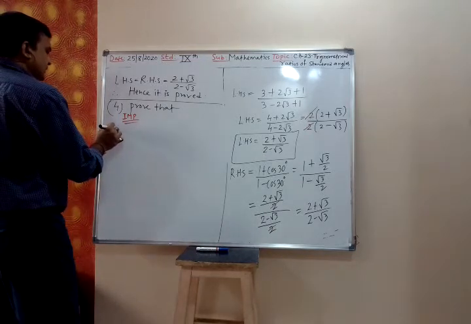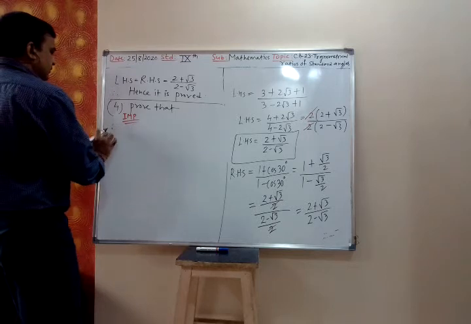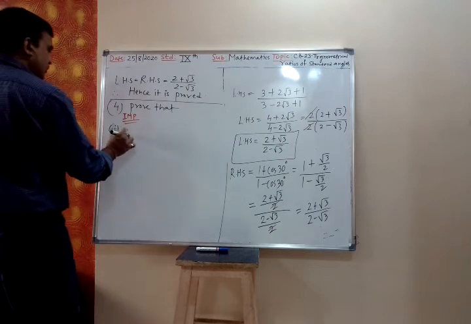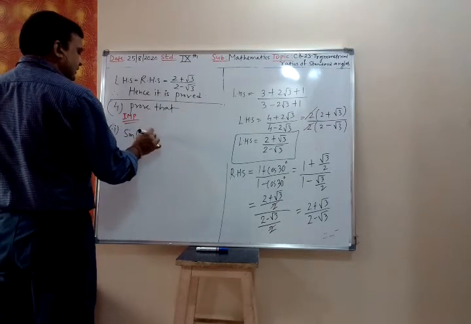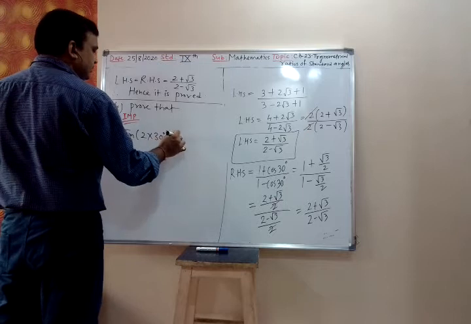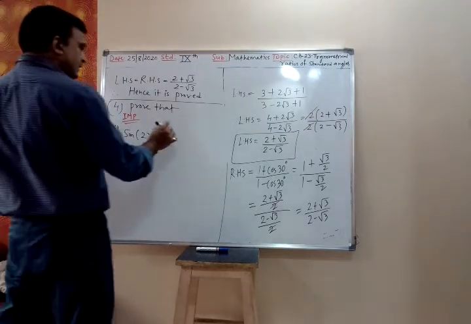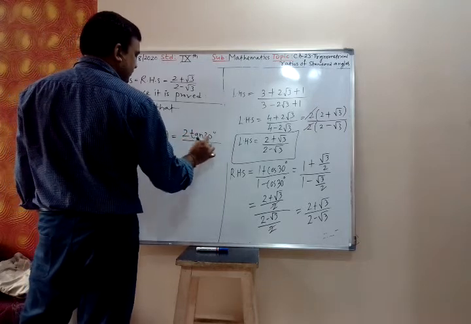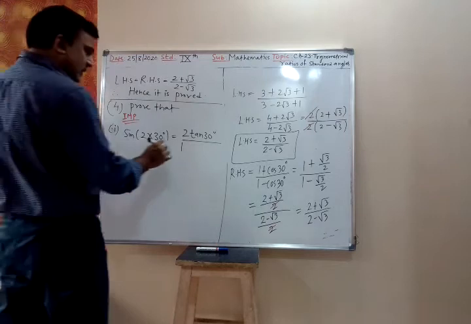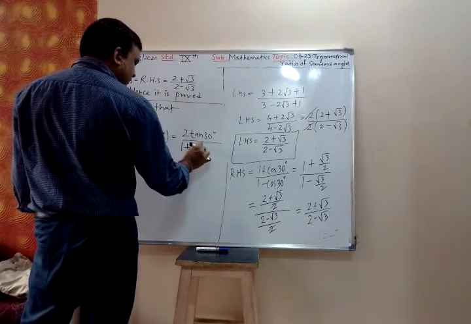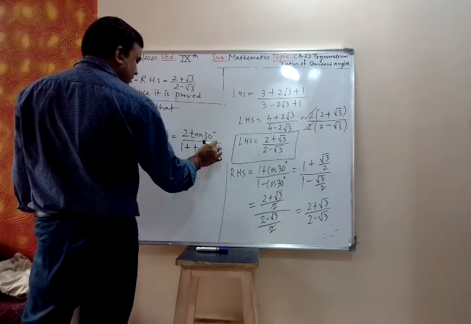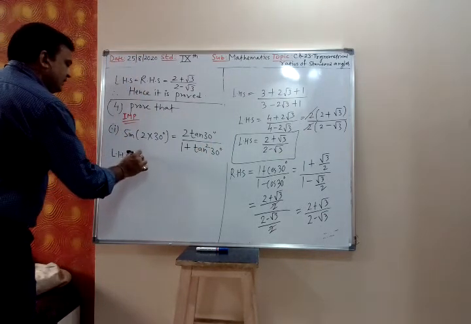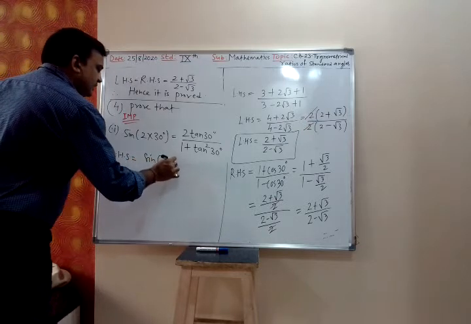First one, sine 2 into 30 degree is equal to 2 tan 30 degree upon 1 plus tan square 30 degree. You have to prove this. So now we consider the left hand side. Left hand side, sine 2 into 30 degree.